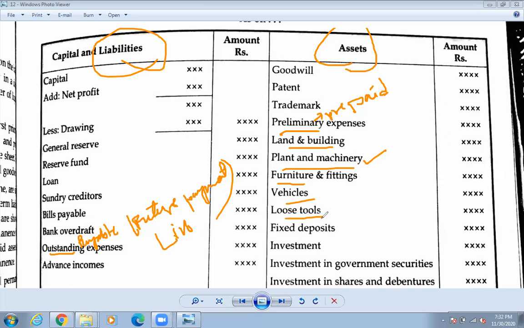Tools, whatever tools we are using, they are just used. Screwdriver or something like that. Every tool we are using, they are all assets for us, our property. Then fixed deposit.